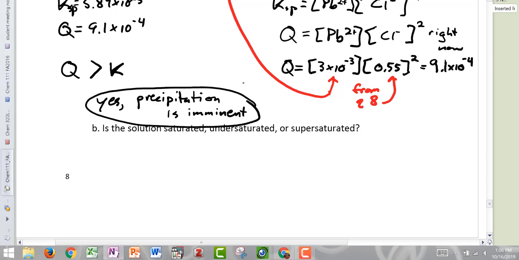It's like you guys are looking at the thing that's on the screen. Is the solution saturated, undersaturated, or supersaturated? We said super, supersaturated.